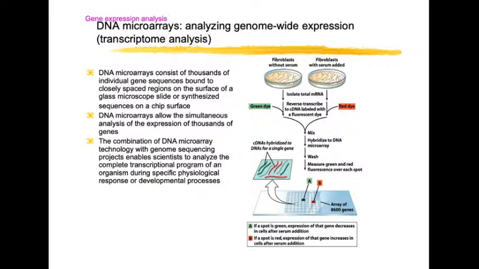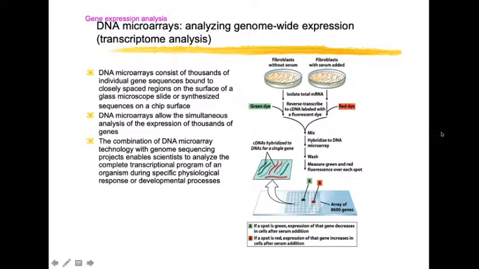With the help of DNA microarrays, you can analyze genome-wide expression. DNA microarrays consist of thousands of individual gene sequences bound to closely spaced regions on the surface of glass microscope slides, or synthesized sequences on a chip surface. DNA microarrays allow the simultaneous analysis of expression of thousands of genes. The combination of DNA microarray technology with genome sequencing projects enables scientists to analyze the complete transcriptional program of an organism during a specific physiological response or development process.